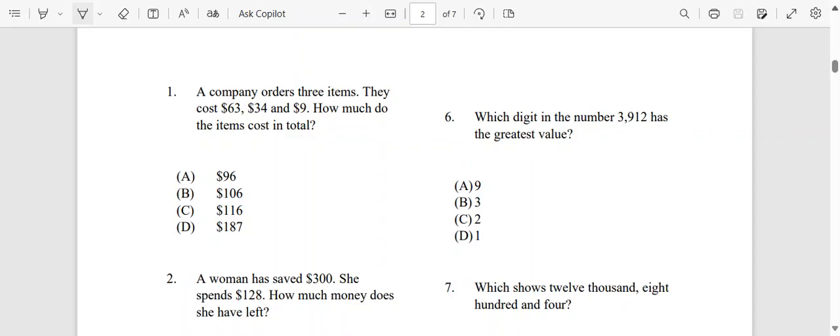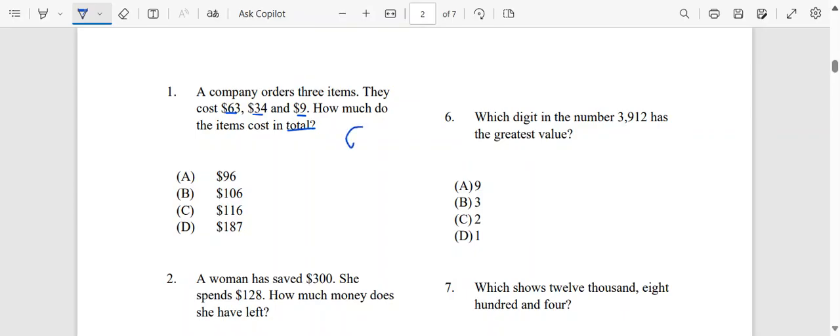So let's continue. So a company orders three items, and these are the cost. We have here 63, we have here 34, and we have here $9. Then it's asking you how much do the items cost in total. This is the operative word here, total, and that will tell you that we need to add. So let's go ahead and add.